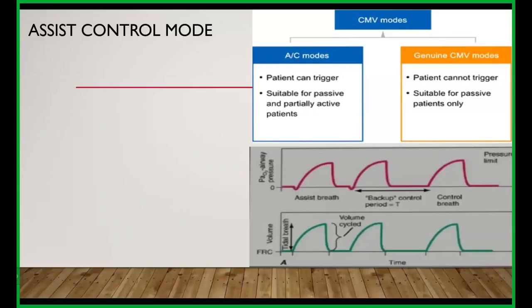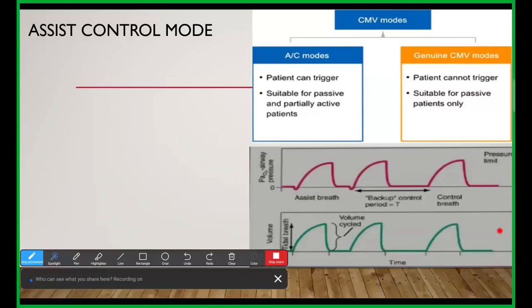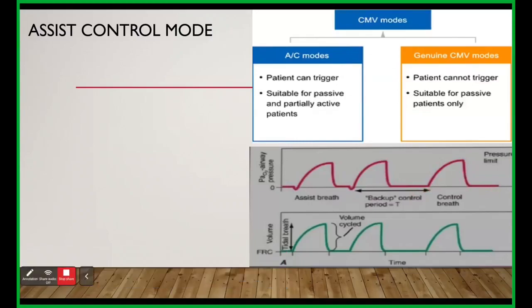So here is the graph. You can see you have an assisted breath. Here is a trigger and the ventilator is giving the breath. So this is an assisted breath. You have a time period. Within this time period, if there is no effort, then the ventilator gives a mandatory breath. Even when there is an assisted breath in between, the ventilator will give the mandatory breath at the stipulated time. So this is how the assist control mode is going to work.